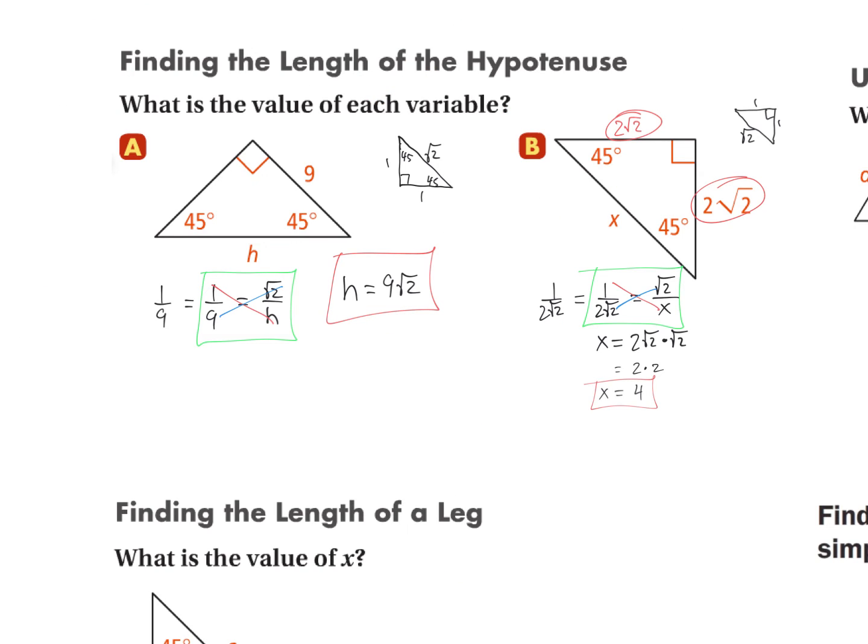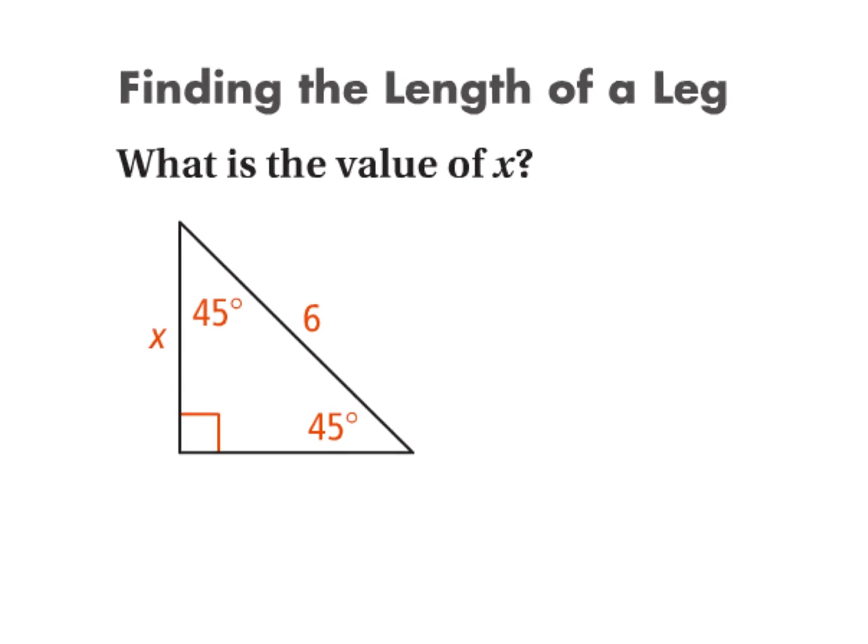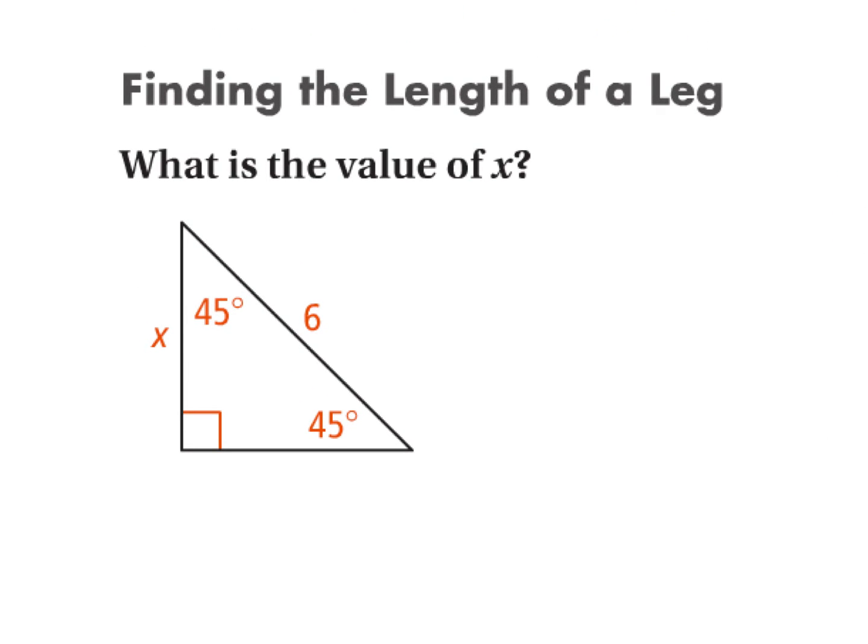Okay, so notice that in these two examples, we were solving for the hypotenuse. Now, of course, that's not always going to be the case. So let's take a look at this example. Now they give us the hypotenuse, but we need to find one of the legs. Since this is an isosceles right triangle, and again, I know it is because the base angles are congruent, so that makes it an isosceles triangle, I know that this side must also be the length of x, whatever that is. That's what we're trying to solve for.